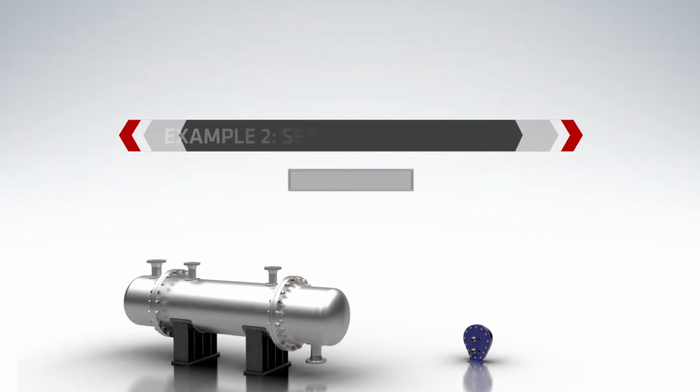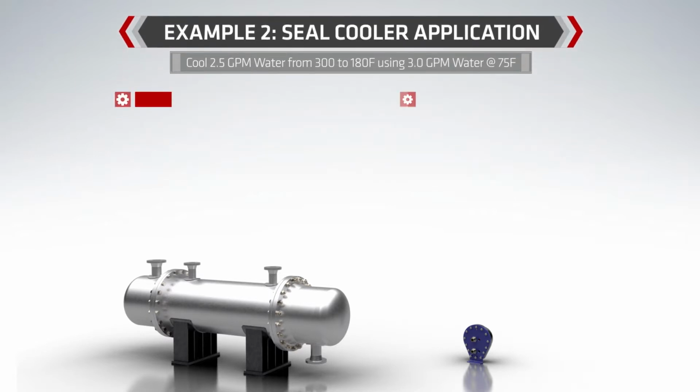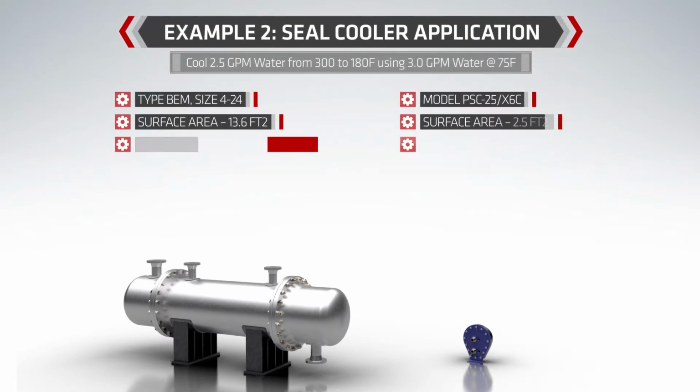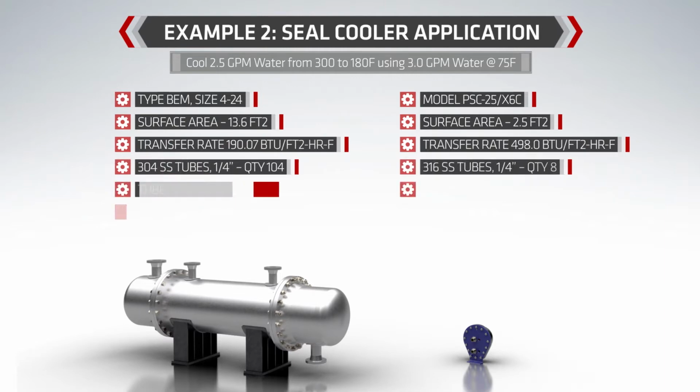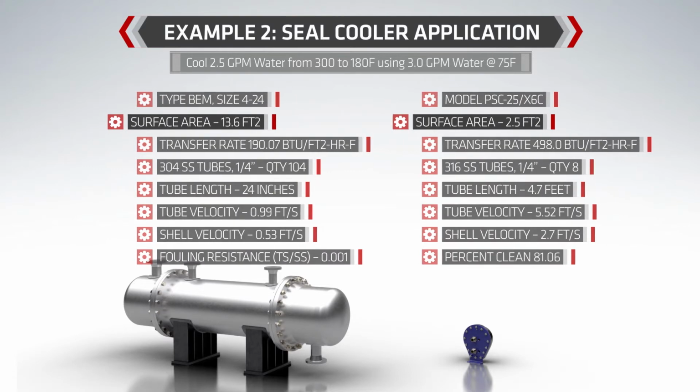Now imagine a mechanical seal cooling application with a requirement to cool 2.5 GPM of seal water from 300 degrees Fahrenheit to 180 degrees Fahrenheit using 3 GPM of water at 75 degrees Fahrenheit. When you compare the Heliflow heat exchanger to a standard shell and tube heat exchanger, you see that the Heliflow requires much less surface area than the shell and tube. The Heliflow, 2.5 square feet, is much smaller than the straight shell and tube, 13.6 square feet.